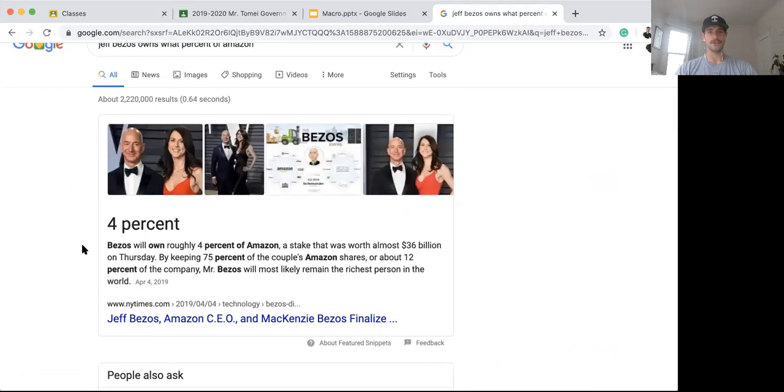But the other 96% is spread out among tens to hundreds of thousands of people around the world. And to be able to beat 4%, you'd have to come up with $100+ billion, which no one really has. So that's how he's able to own so little. And it shows you how rich that company is and how valuable Amazon is.